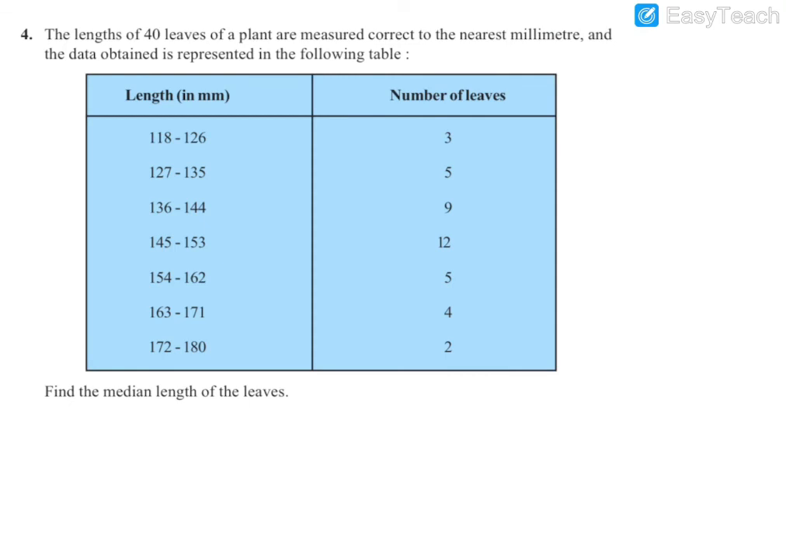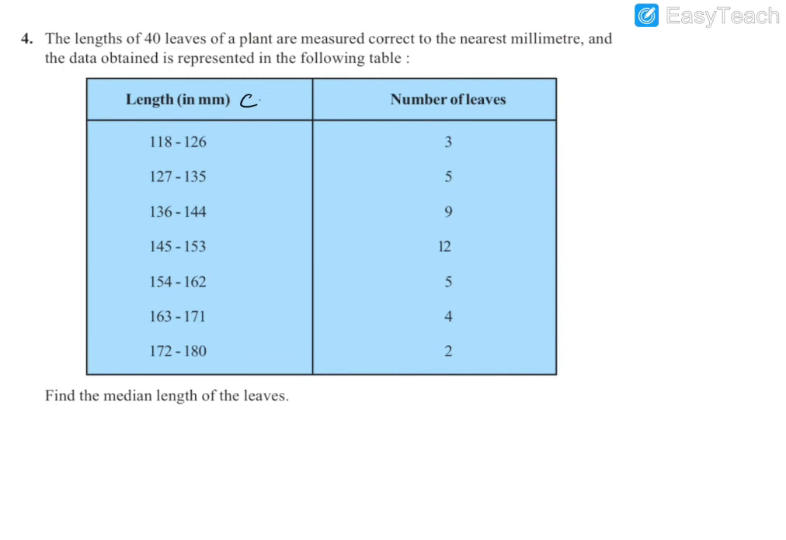Question number 4. The length of 40 leaves of a plant are measured correct to the nearest millimeter, and the data obtained is represented in the following table. So we have length of leaves in millimeter represented in groups as class intervals, and the number of leaves are the frequencies. Observe that these class intervals are non-continuous.